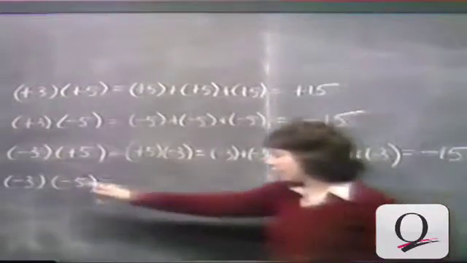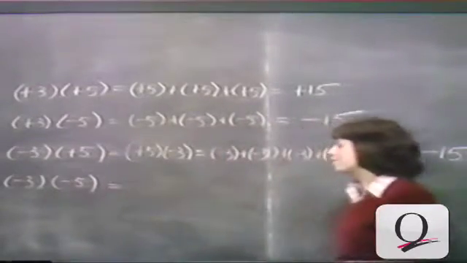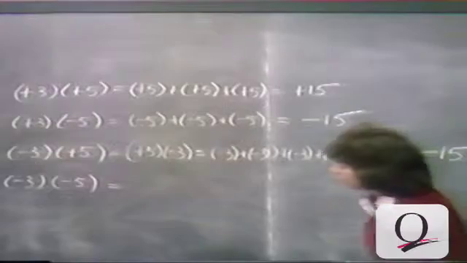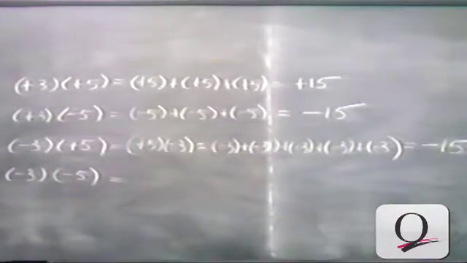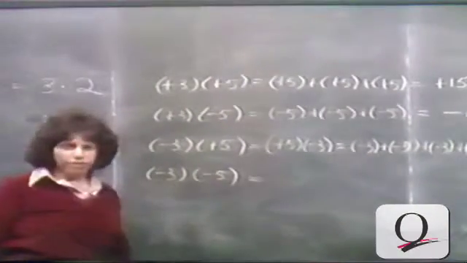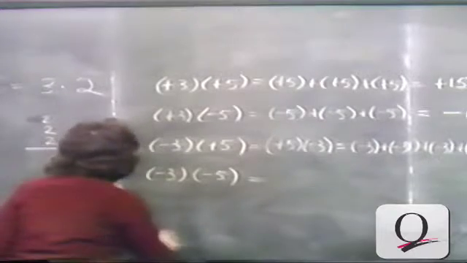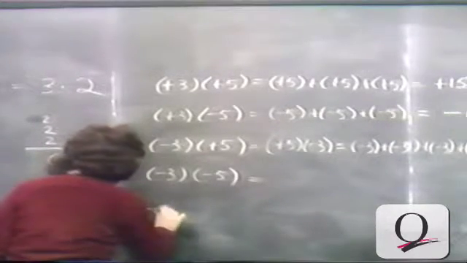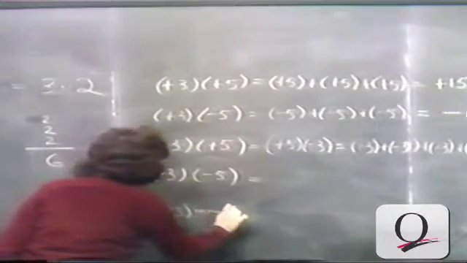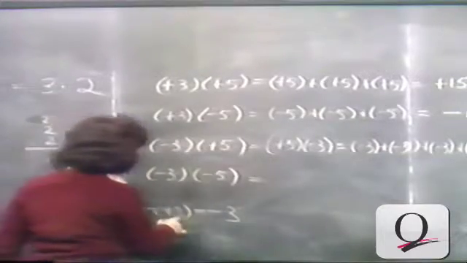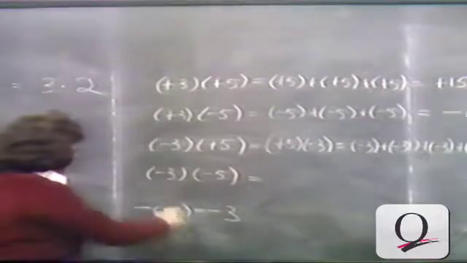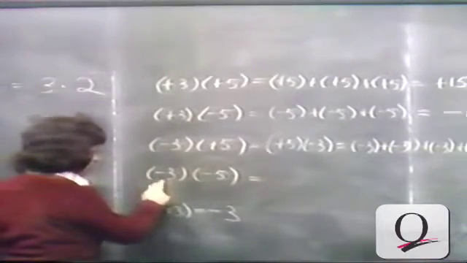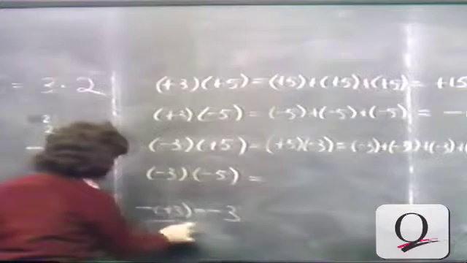Finally, we have minus 3 times minus 5. Now, this is the hardest one to see. There are a few ways of interpreting this problem. One way would be to recall the idea of the opposite or the negative of a number. You'll remember that the negative of plus 3 is equal to minus 3, or the opposite of plus 3 is equal to minus 3. Okay, let's rewrite minus 3 in this fashion.